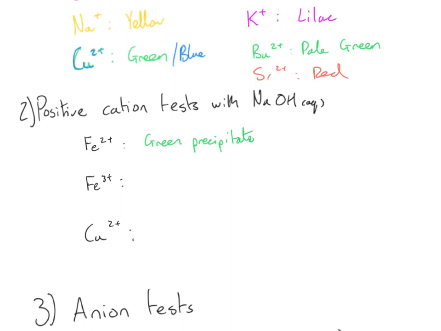And we'll come back to this one later because you'll see a change over time. For iron 3, what you see is a brown precipitate. So I'm going to see if I can get a shade of brown. Yeah. So you get a brown precipitate. And then for copper, like the flame test, you get a blue precipitate.